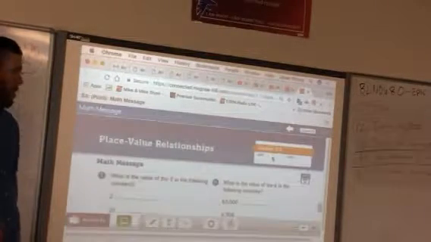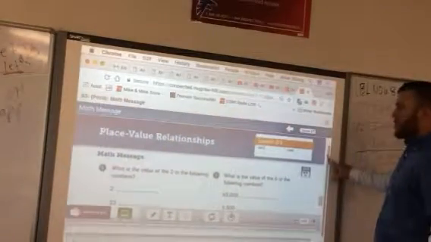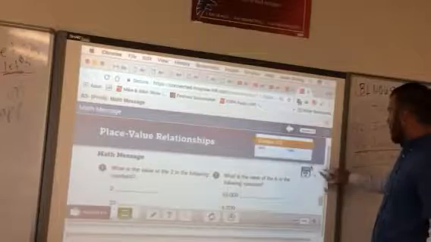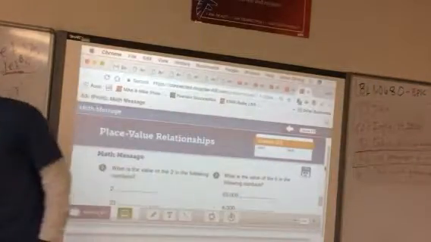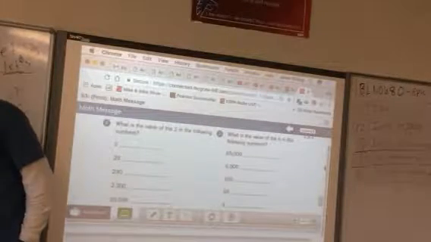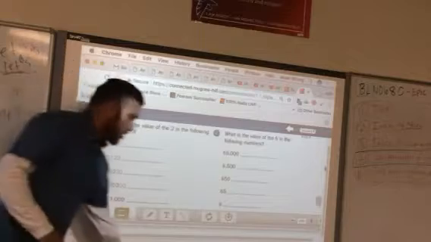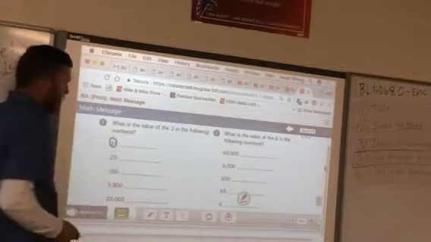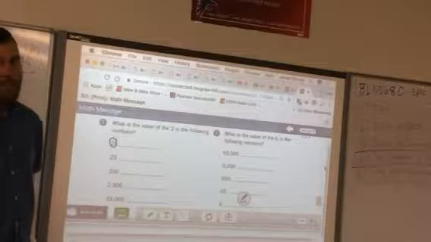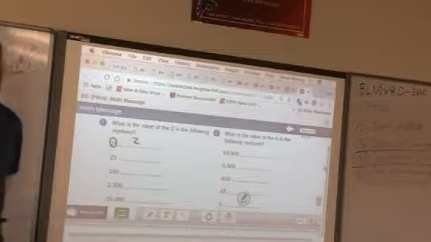First part of your assignment, you have to write the value, or determine what place value the 2 is in, in each of these numbers. Okay, so let's look at the 2 here. What place value is that 2 in? To determine that, you have to look at this 2. It's all by itself. It's in the ones digit. So then you just write the 2 as 2.